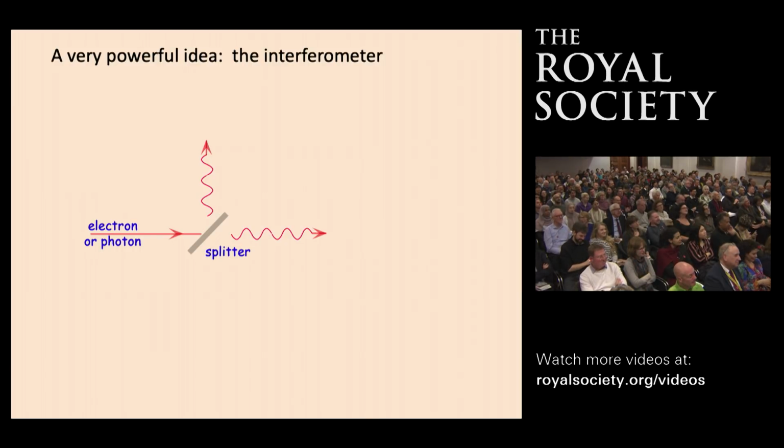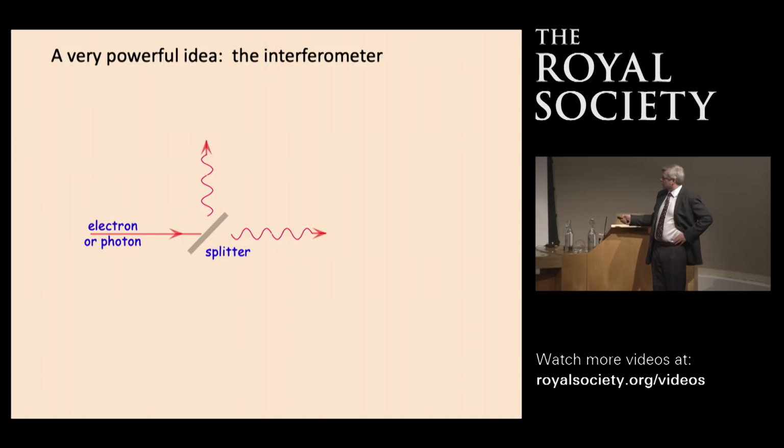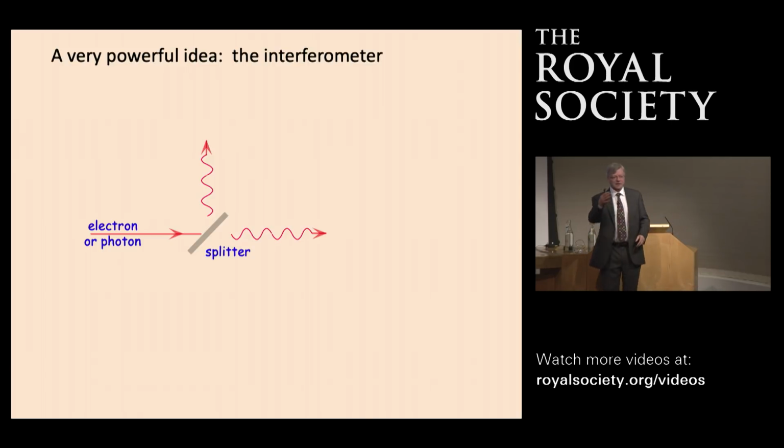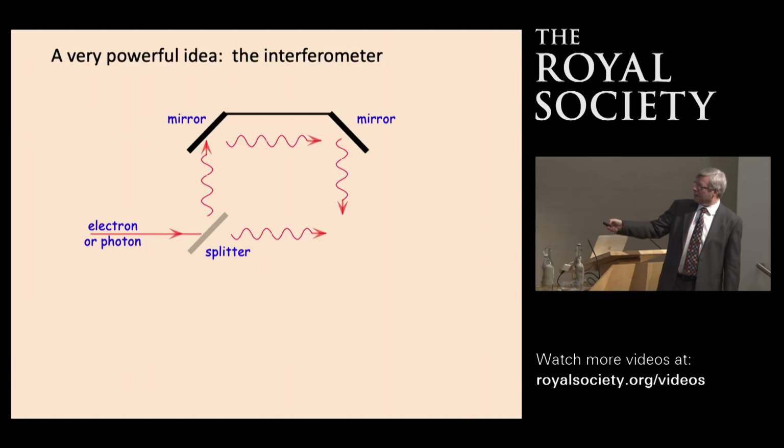An electron or photon comes along here, and now we have something called a splitter. And what the splitter does is to make the wave go in 2 different directions. For example, if this was light, if this was a beam of photons, everybody knows how to split light. You just have a piece of glass, and part of the light goes through, and part is reflected. That's all I'm talking about. Up here, let's arrange to have some mirrors, and the mirrors will deflect this wave around so that it can come back and cross over the wave that was transmitted.